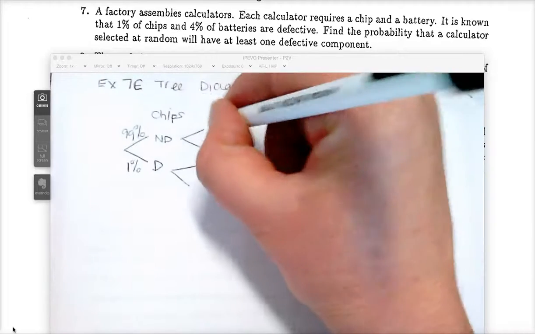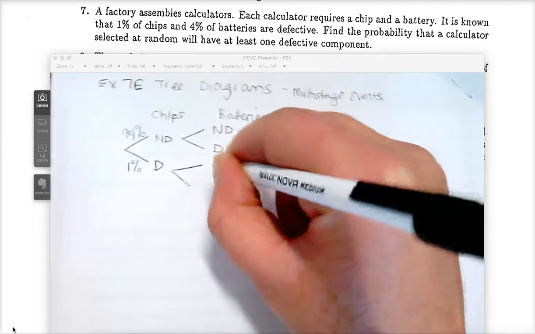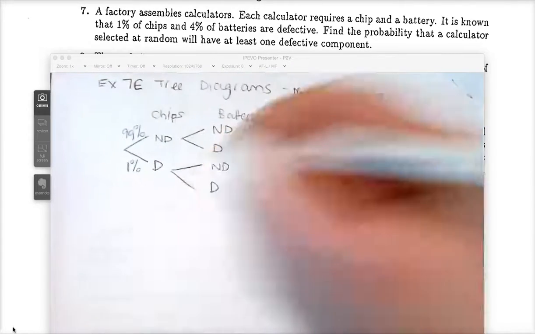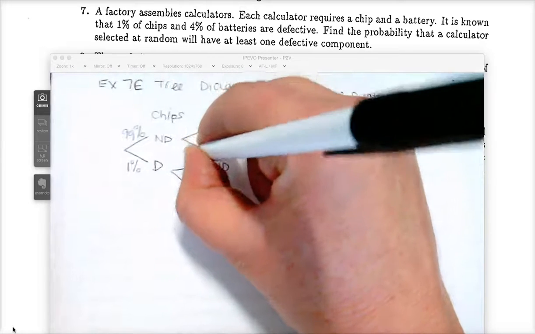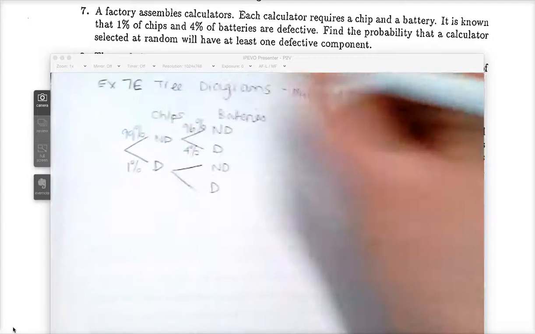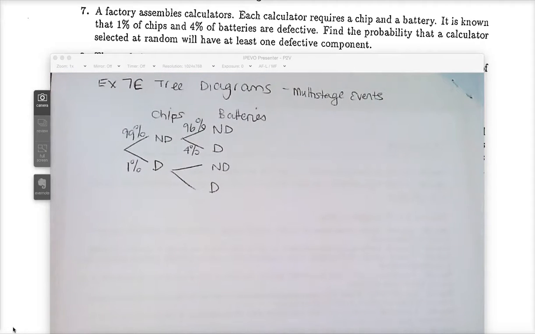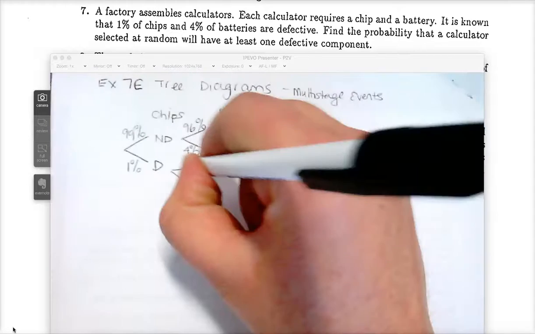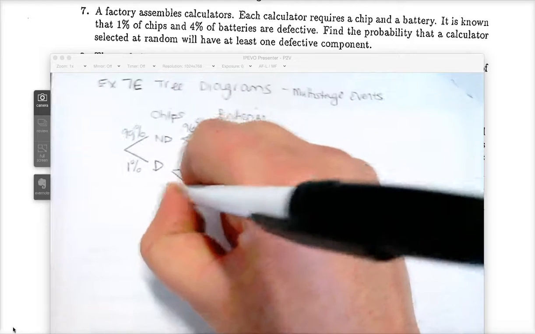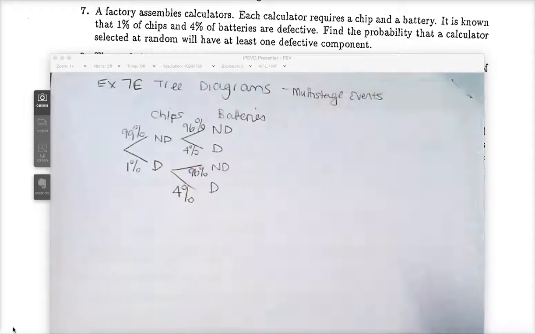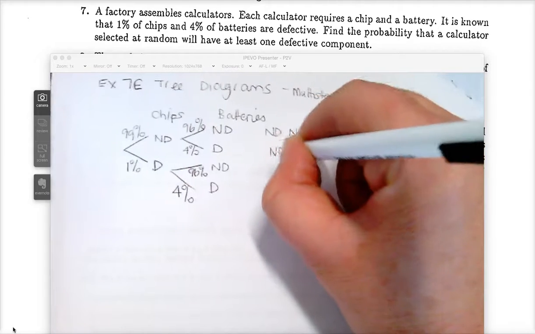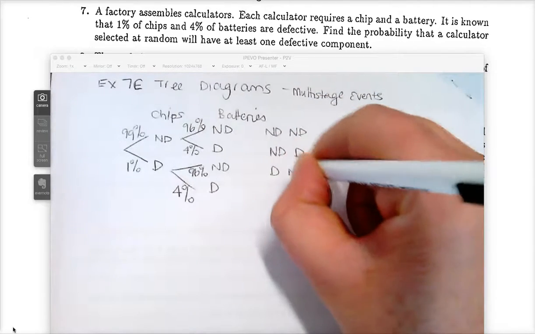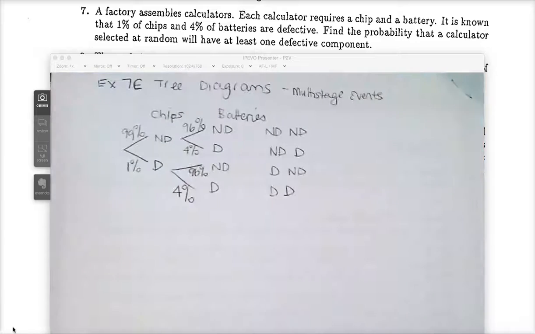So, again, for the battery: not defective, defective. What have we got for batteries being defective? We've got 4% defective, 96% not. And again, 96% not defective, 4% defective. So we've got not defective, not defective. I could have just put N. Not defective, defective, defective, not defective, and defective, defective. So that's our tree diagram.